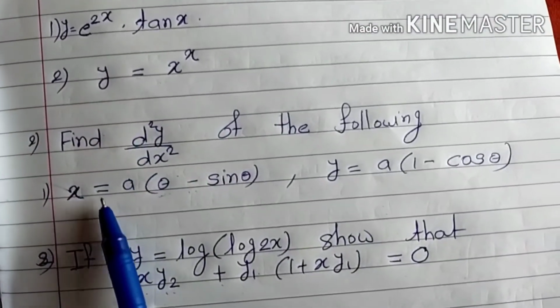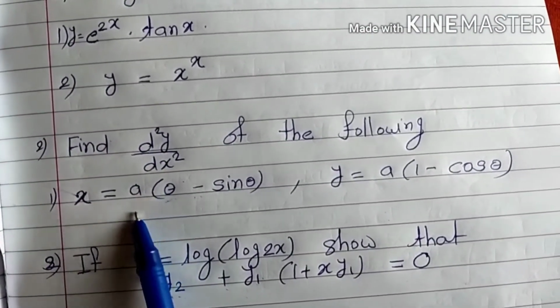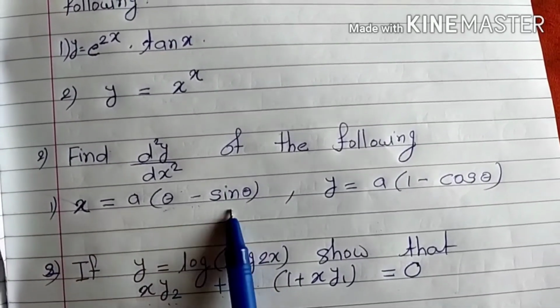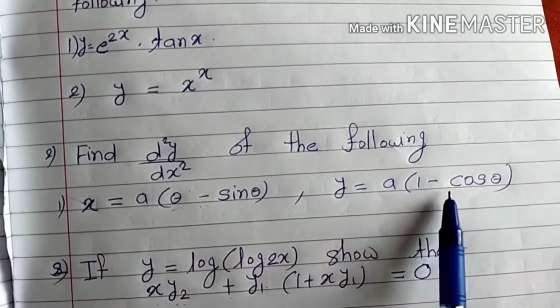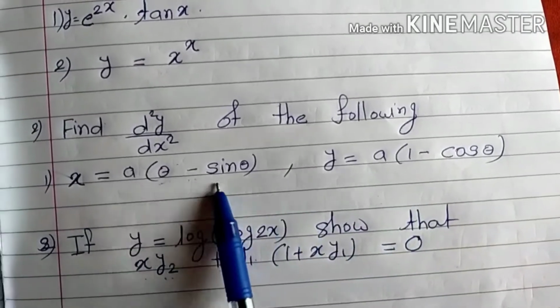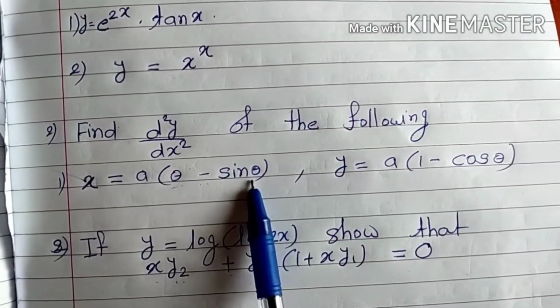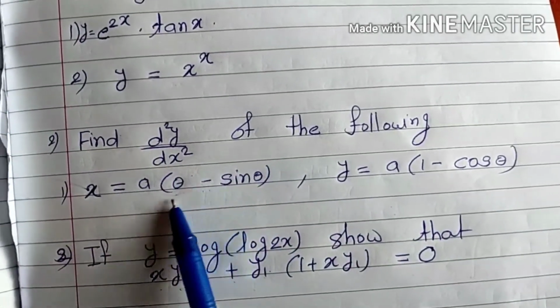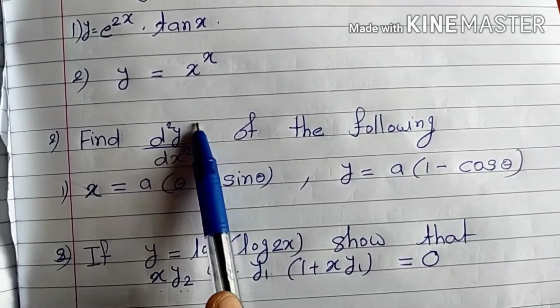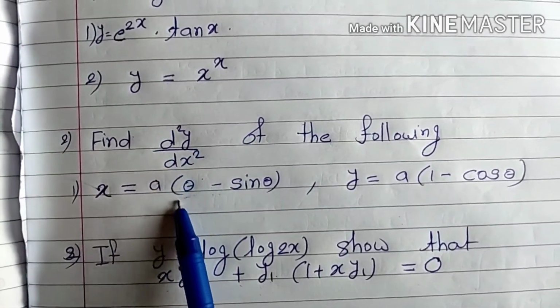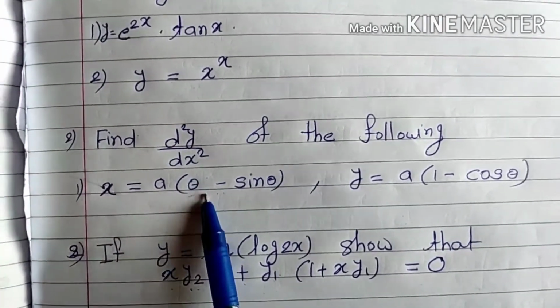Next example, find d2y upon dx square of the following. This is equation x equal to a into theta minus sin theta and y is equal to a into 1 minus cos theta. Students, remember here theta is the parameter, so you have to first remove it and then differentiate. So to get d2y upon dx square, you have to differentiate it 2 times.